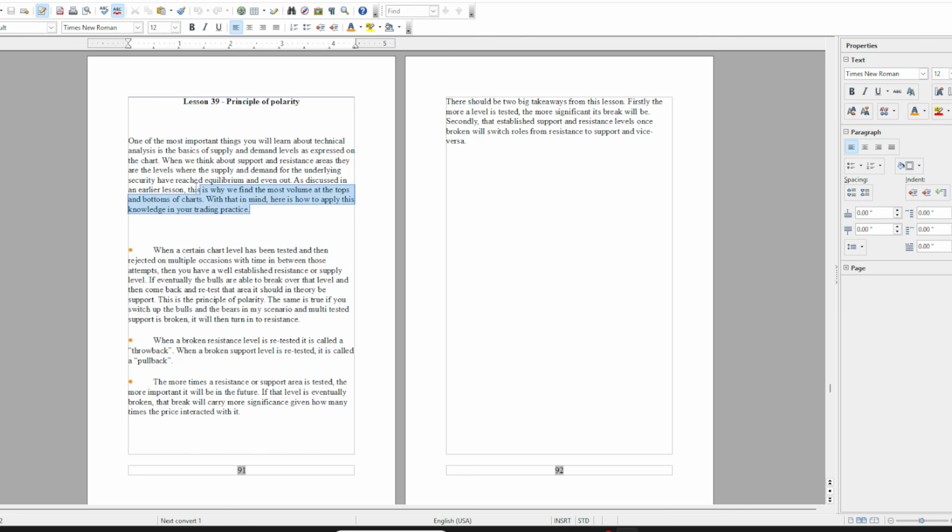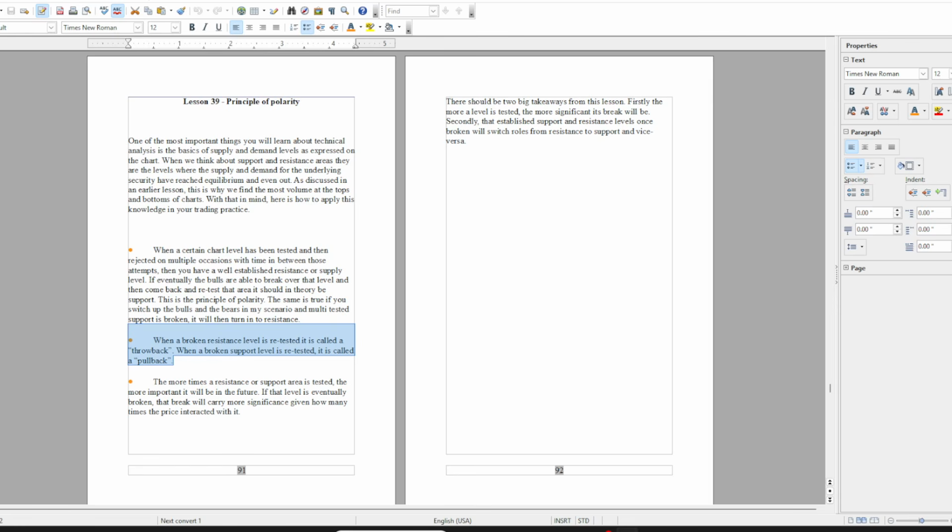And an important thing to understand is when that key level is flipped, it will go from being support to resistance, or go from resistance to support. As I say here, when a certain chart level has been tested and then rejected on multiple occasions with time in between those attempts, that's a well-established level, right? So if the bulls are able to break over the level and come back and retest it, it should be support. That is the principle of polarity. When a broken resistance level is retested, it's a throwback. When a support level is retested, it's called a pullback.